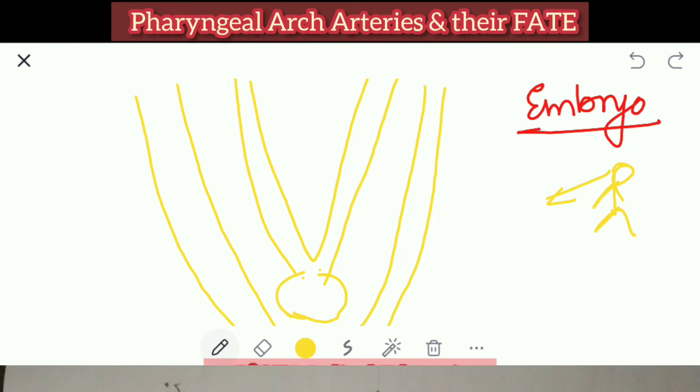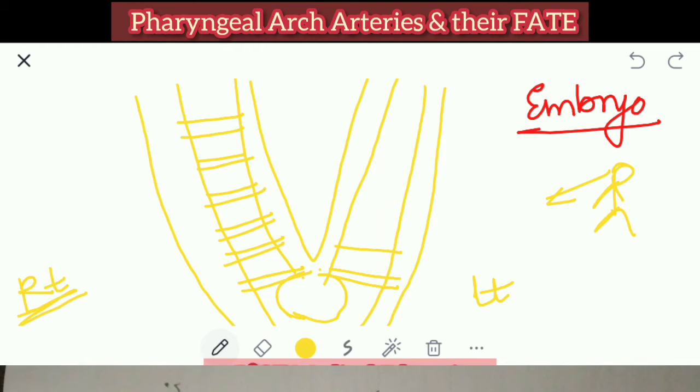So what will happen? This is the right, and this is the left. Now there are six arches, six arteries: 1, 2, 3, 4, 5, and 6. Similarly, 1, 2, 3, 4, 5, and 6. Like this, you have these six arteries.